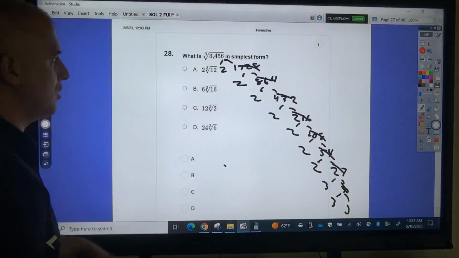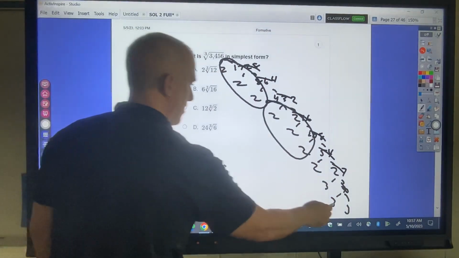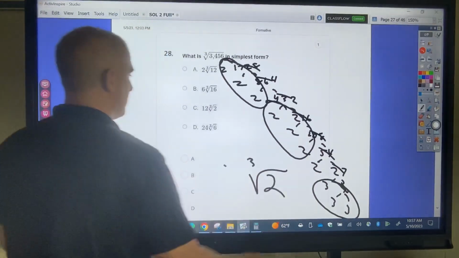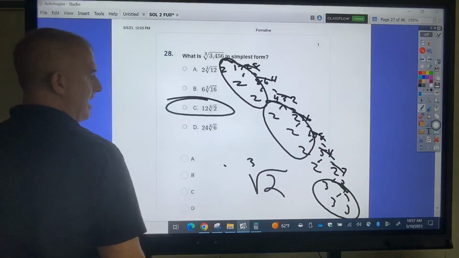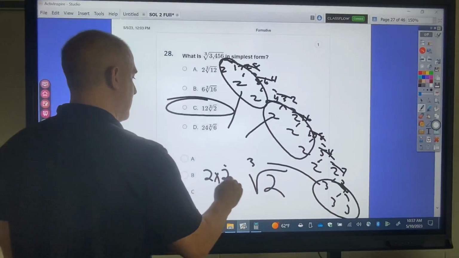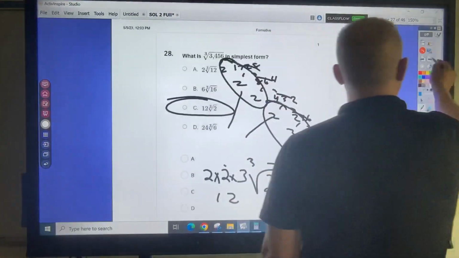Okay, now, since it's a cube root, I'm circling 3. Here, here, here. The only thing I did not circle was that 2. That goes on the inside. So if I'm being a good test taker, that has to be my answer. I'm allowed to take 1 out of each thing. So 2 times 2 times 3 would be 12. Okay? And that's why that is your answer.